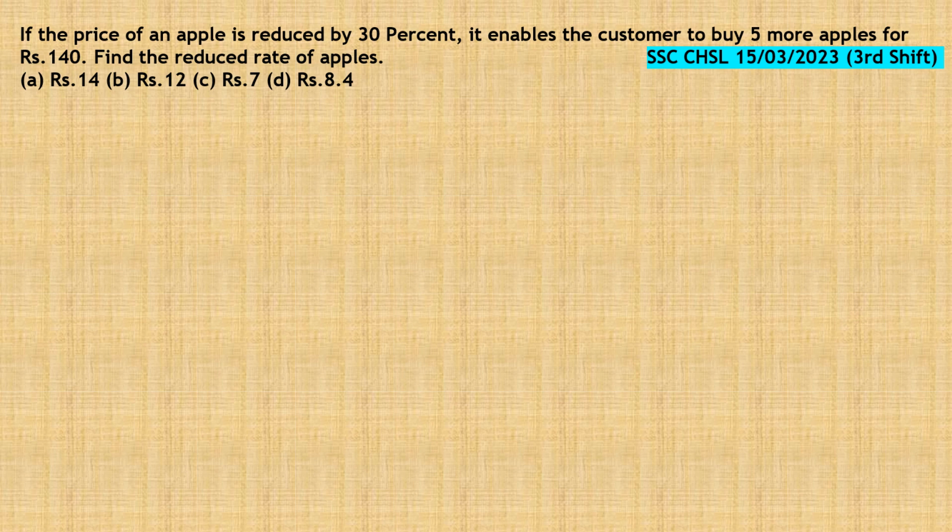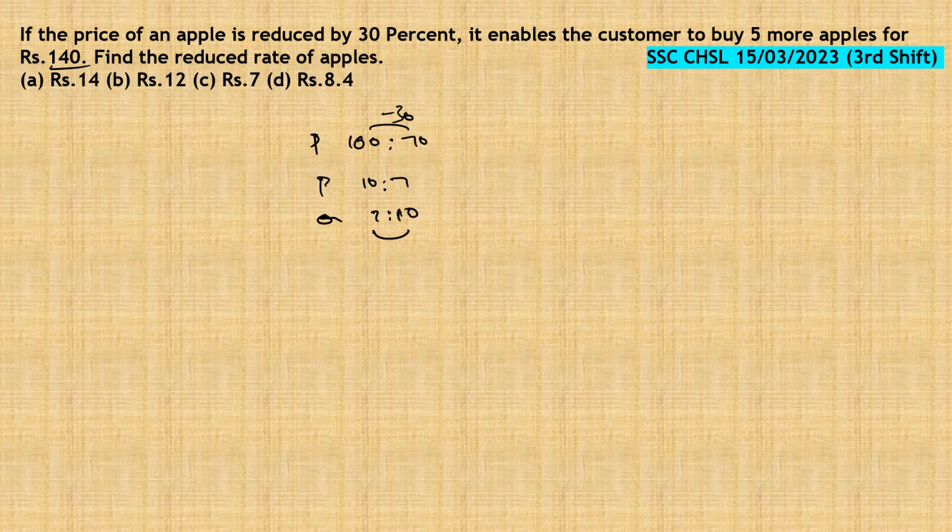The price of an apple is reduced by 30%. It enables a customer to buy 5 more apples for 140. Find the reduced rate of the price, that means you need to find the new price. The price was 100, reduced by 30 gives 70. The price ratio is 10:7, and the spending is the same, so the quantity ratio is 7:10.